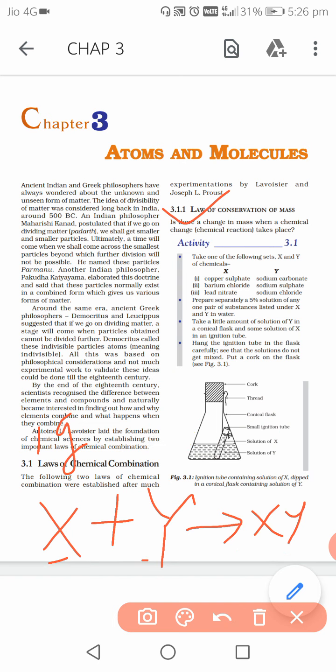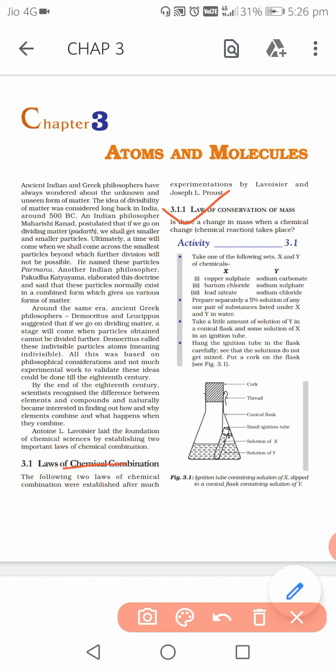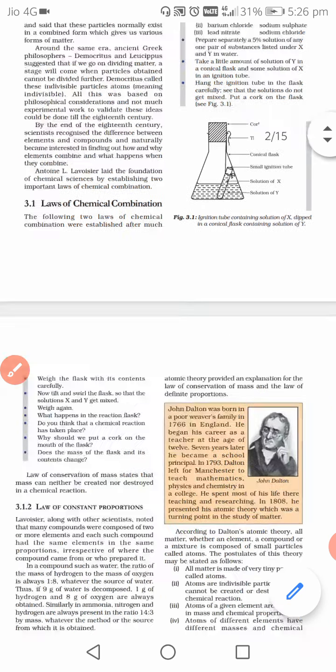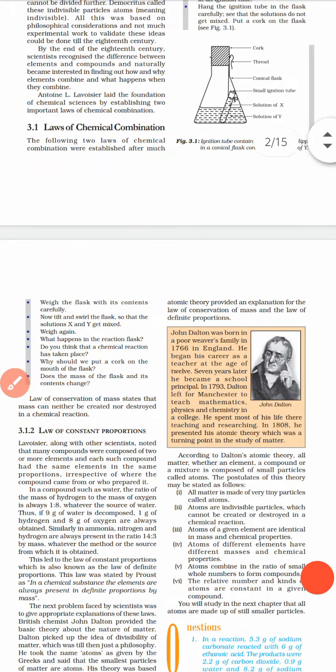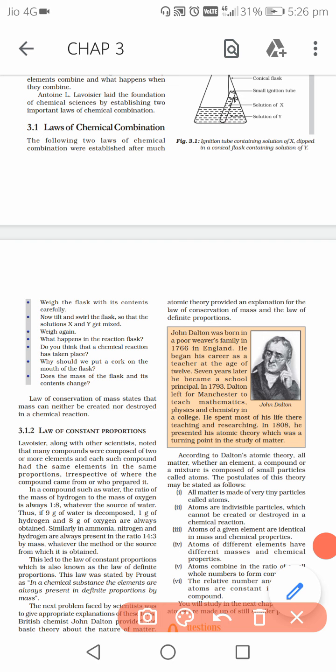Then another law, both the laws are under the law of chemical combination. The other law is the law of constant proportion. The law of constant proportion means whenever a compound is formed out of two or more elements, they always combine in some constant proportion. For example, I am giving the example of water, H2O.